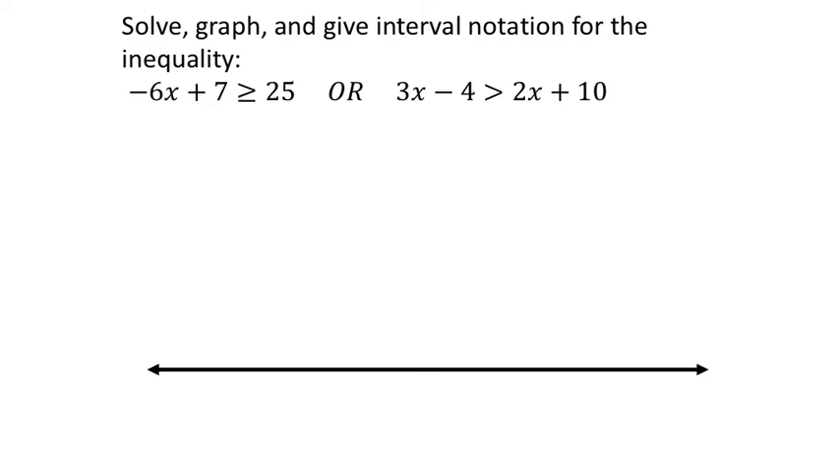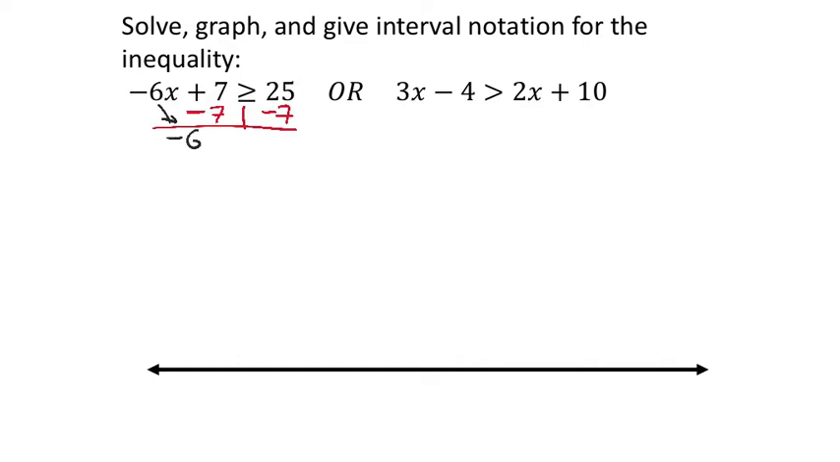So I'm going to just go to this: -6x + 7 is greater than or equal to 25, and just solve it. This is a two-stepper right here, so subtract 7 from both sides. I'll try to make that a little bigger. Subtract 7 from both sides. That's isolating the x's, right?